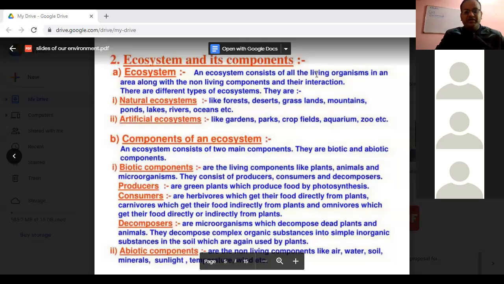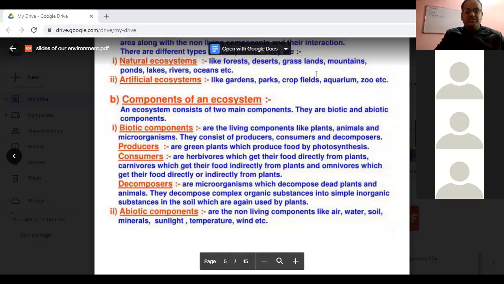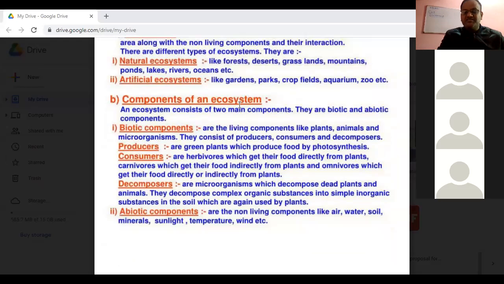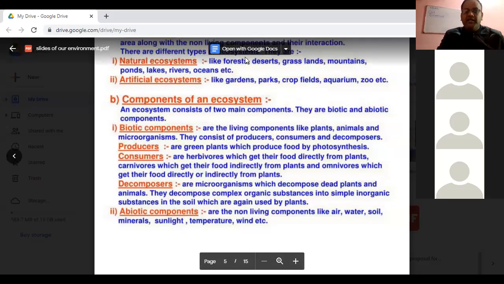Now, students, after this, we are coming to the major portion of this discussion, that is the components of an ecosystem. In the beginning of the class, we discussed that there are two main components: one is biotic and the other is abiotic. Biotic is definitely the living component, which includes plants, animals, microorganisms. But here there is a classification of the living or biotic component. They are further subdivided into producer, consumer, and decomposer.